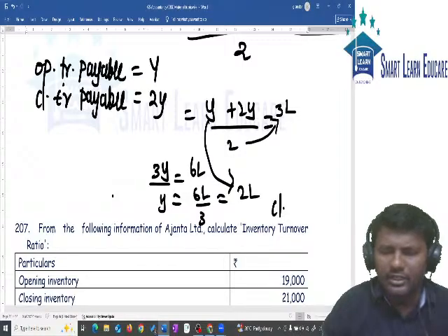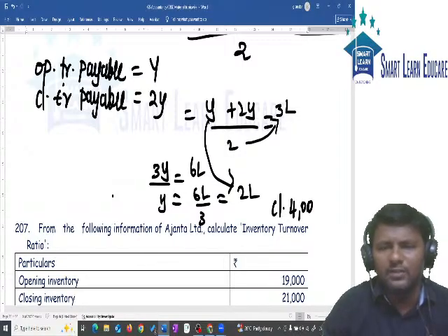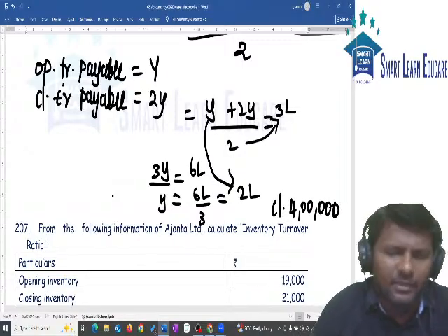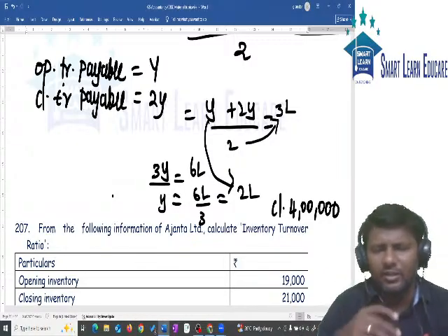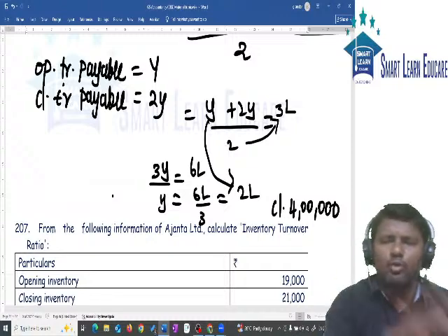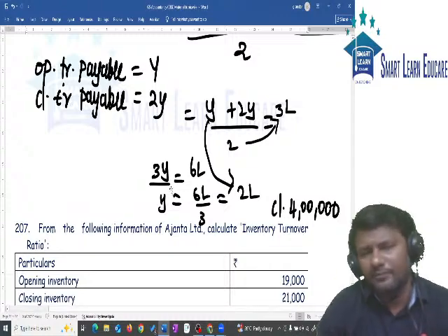What is your closing trade payable? Closing trade payable is 4 lakh, because closing trade payable is 2 times of Y. Y is 2 lakh, so 2Y is equal to 4 lakh. That's all.